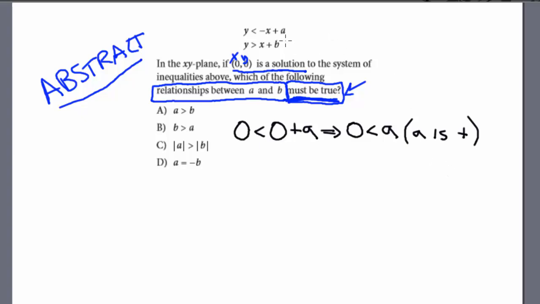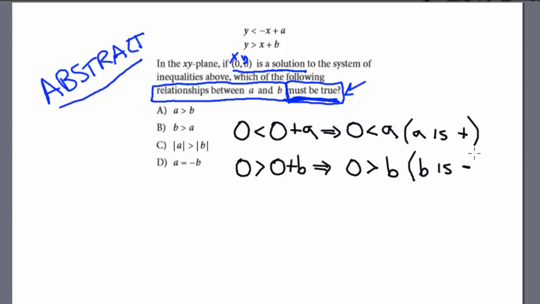Let's keep going. Plug in 0, 0 again to this inequality. Now I have that 0 is greater than 0 plus b, which we can rewrite as just saying that 0 is greater than b. Well, what does it mean if 0 is greater than a number? It means that number is negative. So just from plugging these values into these two inequalities, I know that A is a positive number and B is a negative number. Let's go back.